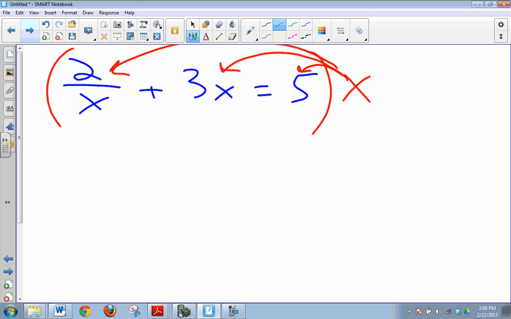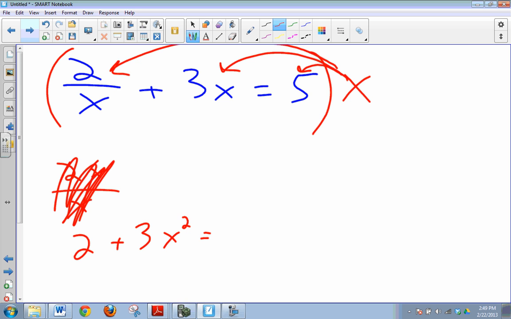2x. Well, it's 2x over x. Oh yeah, so it's just 2. Okay, so let's cross it all out. It's 2. And then plus 3x squared plus 5x equals 5x. Now how do we solve this? Then subtract 2.